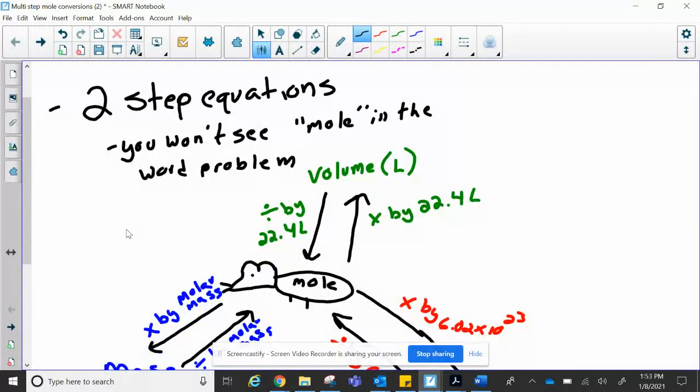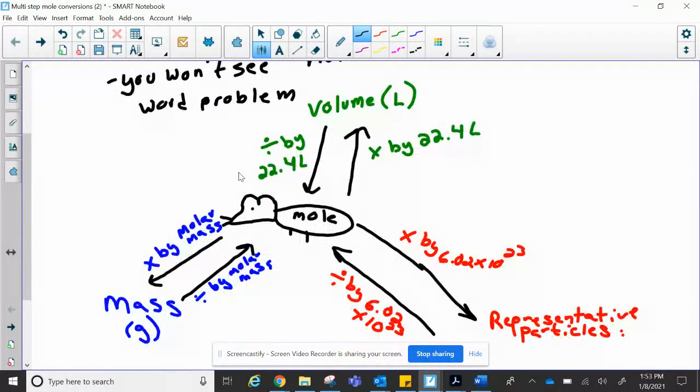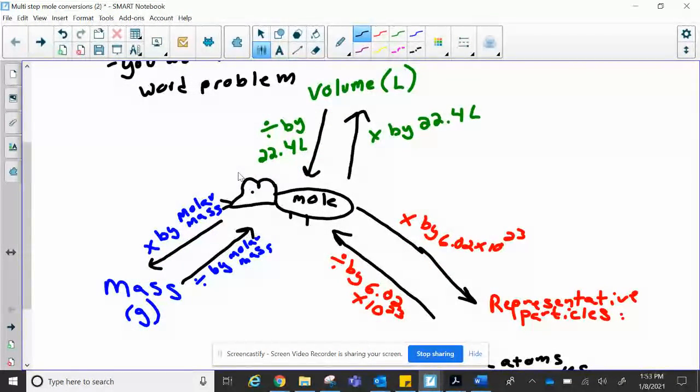So let's talk about two-step equations. Here's a way to know that you have a multiple step mole problem. You're not going to see the word mole in the word problem. Okay, this is just kind of a little like a flow chart for you. That may or may not be helpful. If that's messy for you, don't worry about it. If it's something you think can help you, go ahead and take a look at it. There's a copy of one very similar to this in your packet. It's one of the first pages.